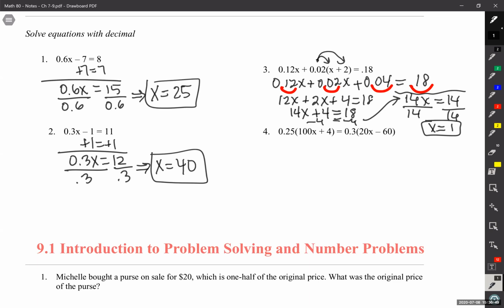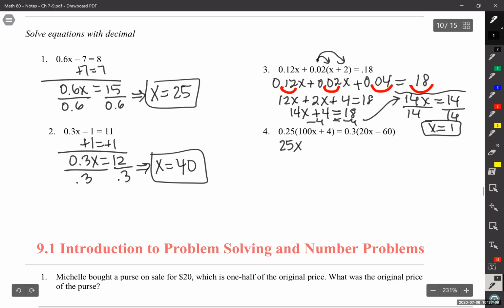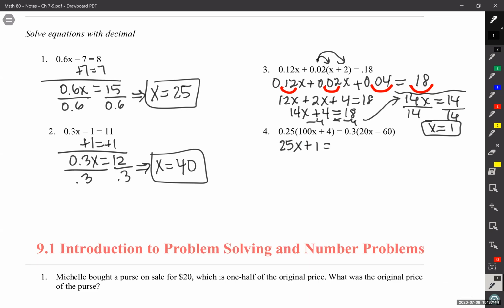We have 25 hundredths, and then we're going to multiply it here. So 25 hundredths times 100, I'm distributing. I get 25x. 4 times 0.25, well, that's just 4 quarters. We know that equals $1. On the other side, I have 3/10 that I'm multiplying times 20 for 6x. And finally, 3/10 that I'm distributing also to that -60 for -18.